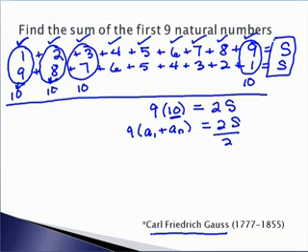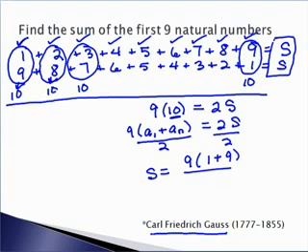So that means I have to solve this equation for s. So the sum is equal to, in our particular case, 9 times the first number in the sequence, which was 1, plus the last number in the sequence, which was 9. So 9 times 10 divided by 2 is 90 divided by 2, or 45.